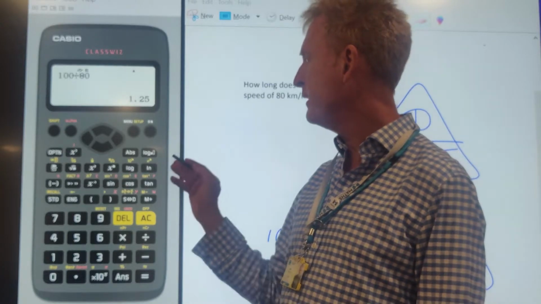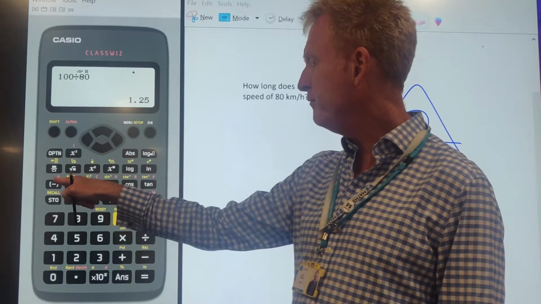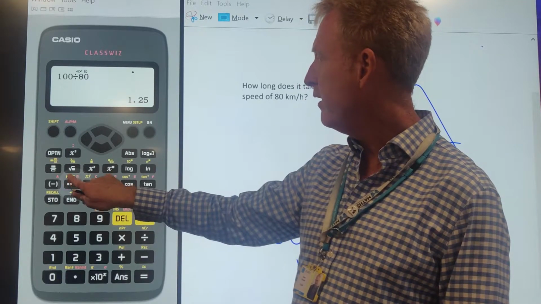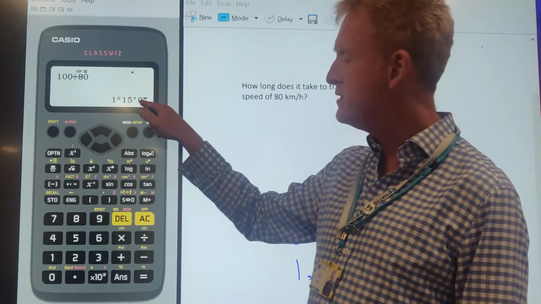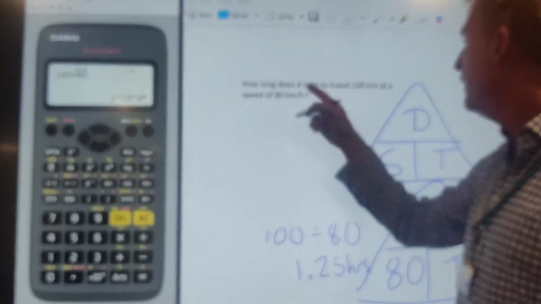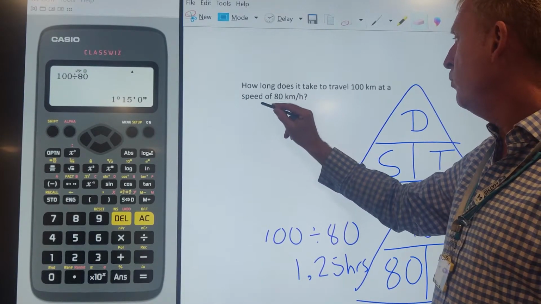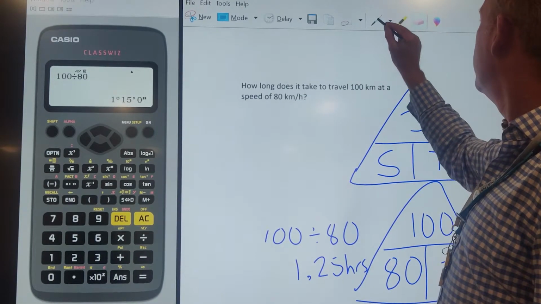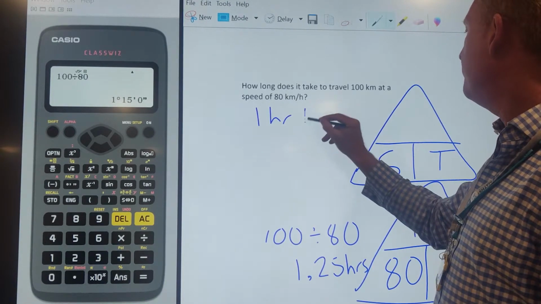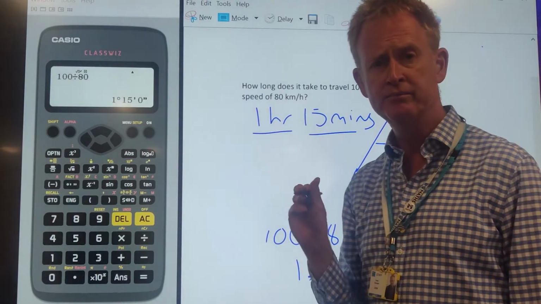1.25, I need to make that into hours and minutes. So I can use this button here on my calculator. The next button along from the negative button, if I just press that, magically that 1.25 hours turns into 1 hour 15 minutes, which is the answer we're looking for. How long does it take to travel 100 kilometres at 80 kilometres per hour? It's going to take 1 hour and 15 minutes. And that would be my answer to that one.